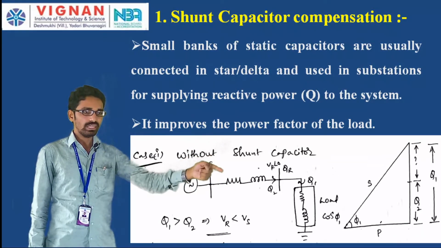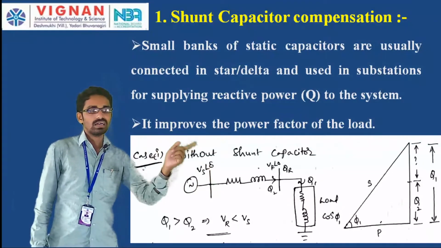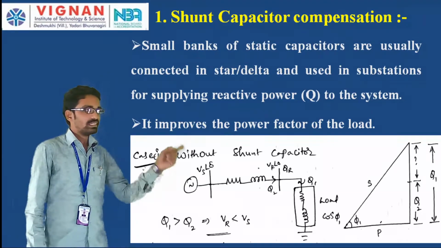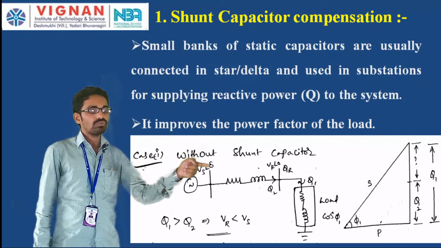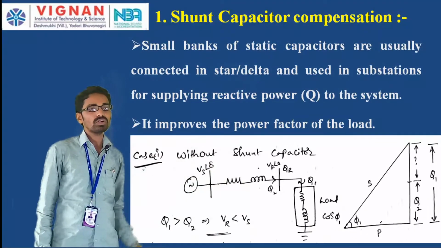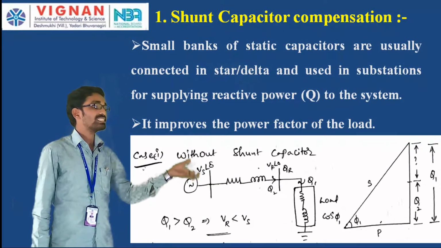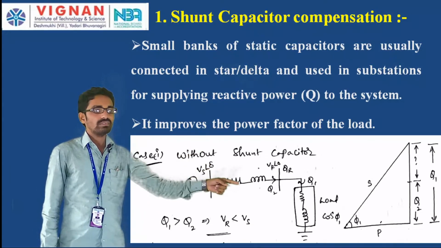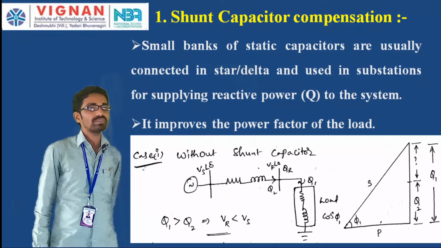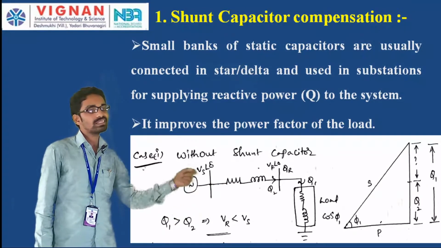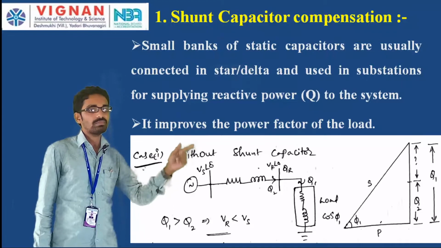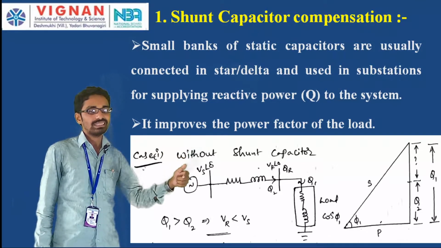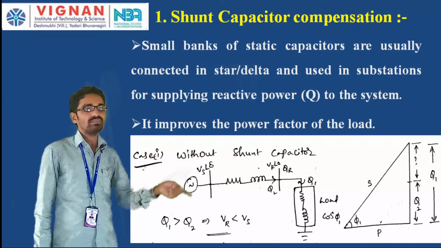To that receiving end there is a load connected. That load has a power factor of cos phi 1, and there is a reactive power Q1 at the load. That reactive power Q1 is called the reactive power demand by the load, and there is a Q2. Here that Q2 is nothing but the reactive power supplied by the generator. The reactive power demand by the load is Q1, and the reactive power supplied by the generator is Q2, and you have Q r.